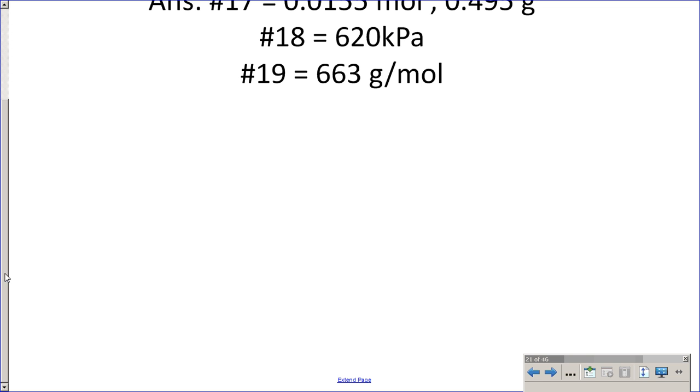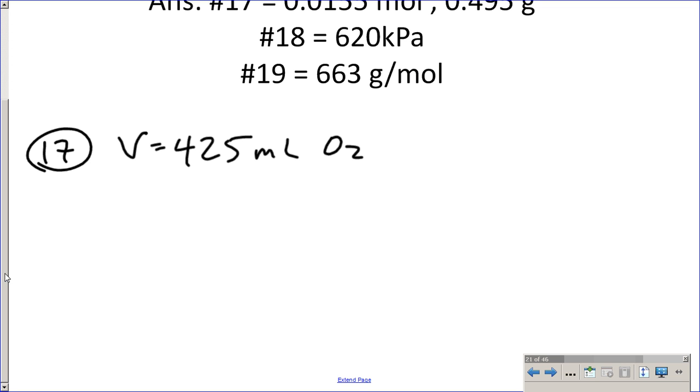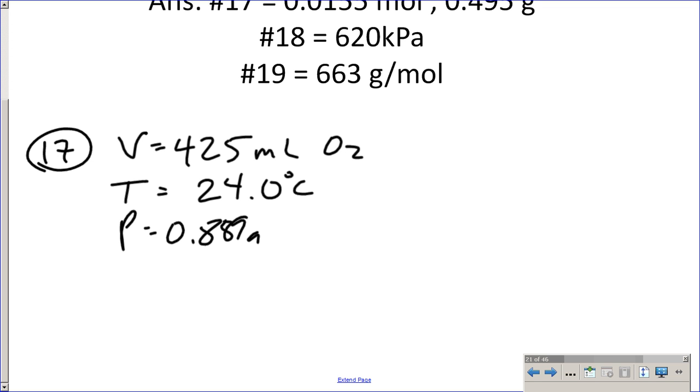Okay, 17. Here we go. A student collects, stop, what am I writing? Volume is 425 milliliters of oxygen gas. And I'm just writing it because it says oxygen. It may not matter here. At a temperature of, T equals 24.0 degrees Celsius. At a pressure of, P, pressure, 0.889 atmospheres. All right, so we got lots of information from one sentence. Good.